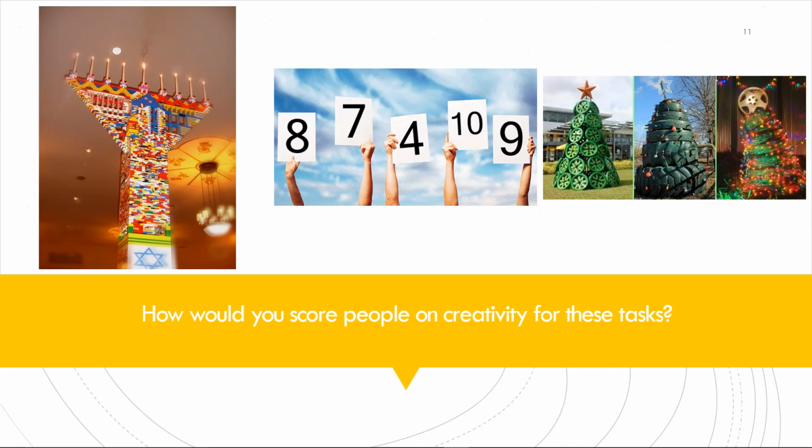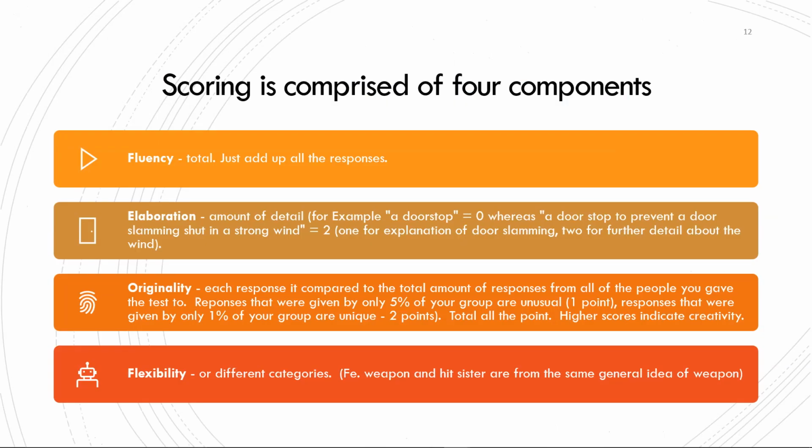Okay, so if you've done that task, the next thing we have to figure out is how we score these assessments. How do we figure out who the creative people are? There are actually four different components when measuring creativity. The first one is fluency. That's basically how many ideas you came up with. So go ahead and add up the number of responses you came up with for your creativity task. Creative people tend to have higher fluency. That is, they come up with a higher number of ideas.